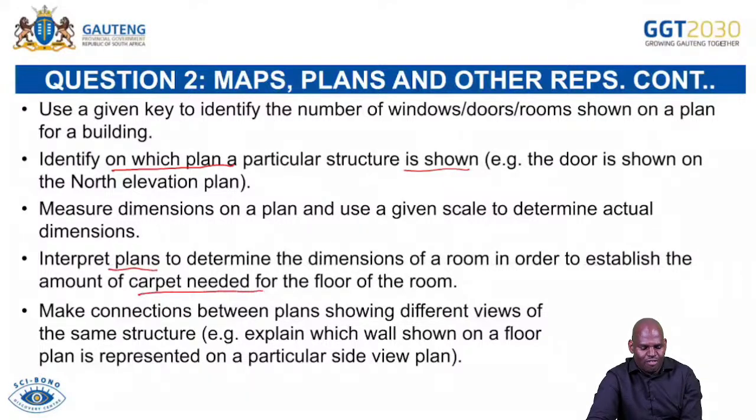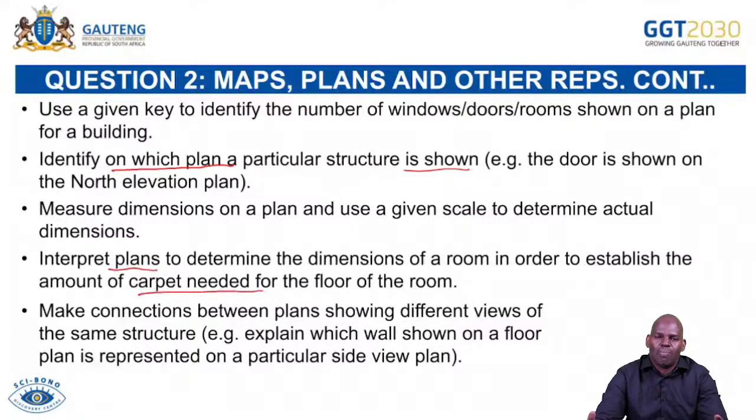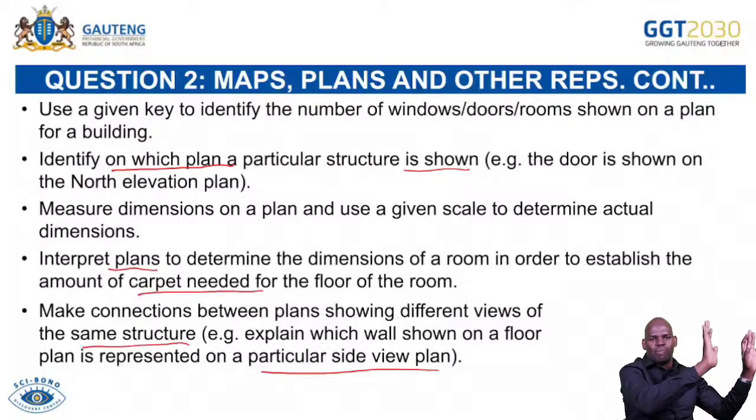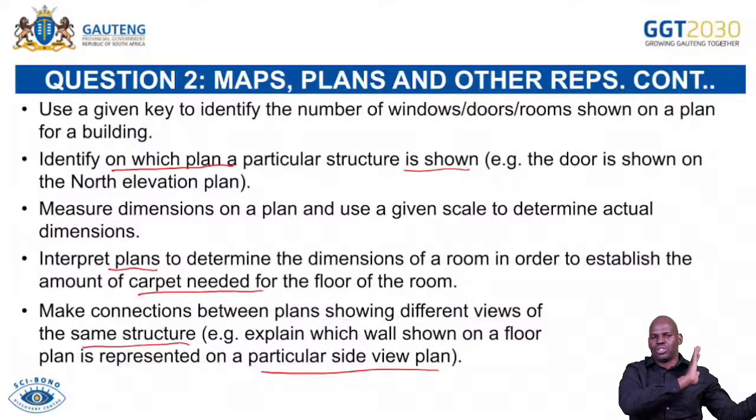Explain which wall on a floor plan is represented on a particular side view. So this one is about the elevations. If you look at the floor plan, you will see that this side has got two windows and a door, but when you look on the elevation plan, you must be able to tell whether this is the northern or this is the southern elevation.